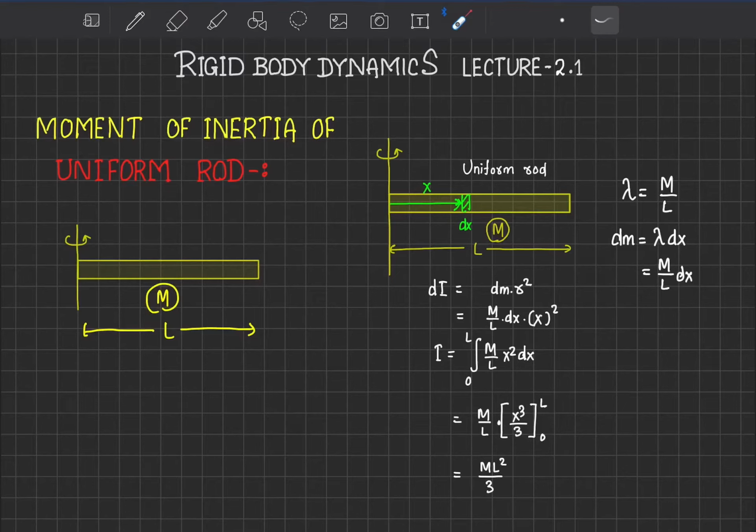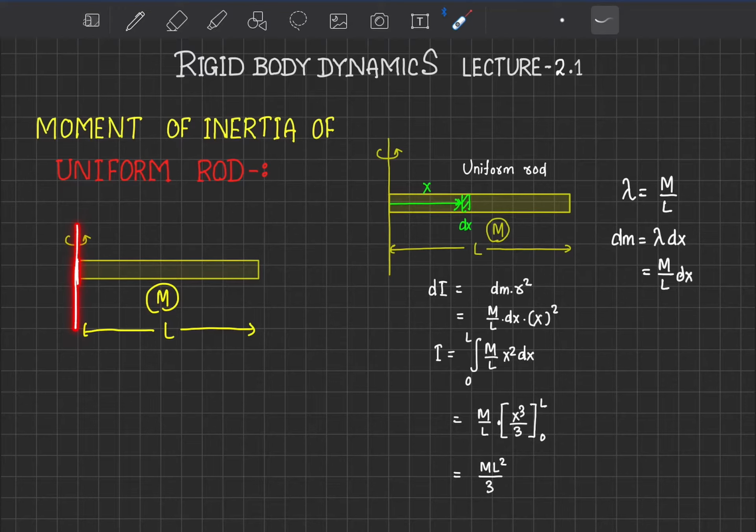Hello guys, this lecture is Rigid Body Dynamics lecture 2.1 and this is about moment of inertia of uniform rod. Now let's say we have a rod in which we need to find the moment of inertia, but we are given that the axis is at the end of the rod, passing through one end of the rod and perpendicular to the rod.